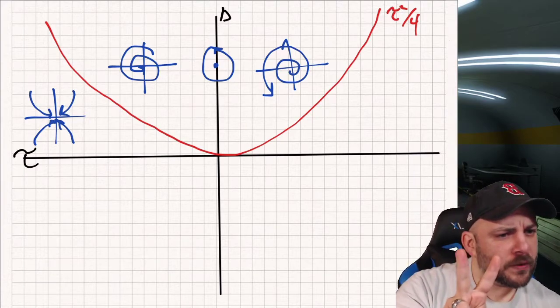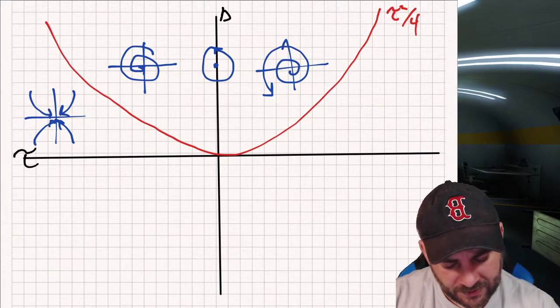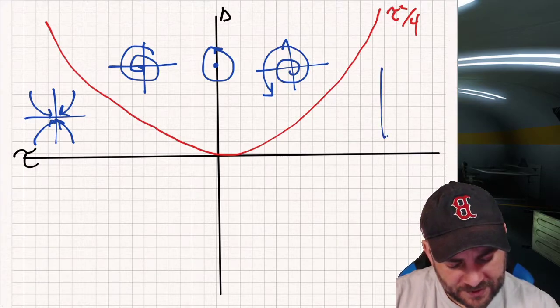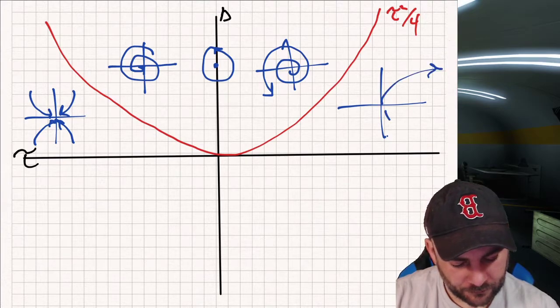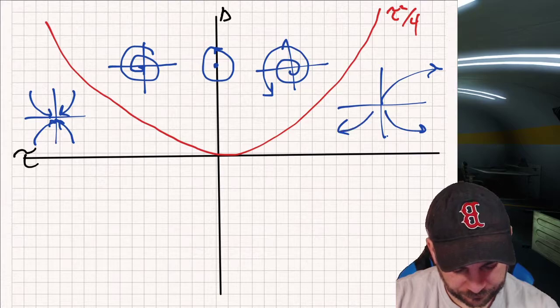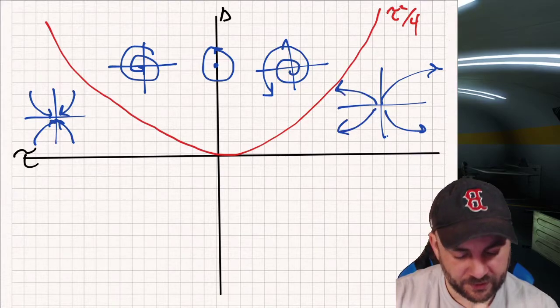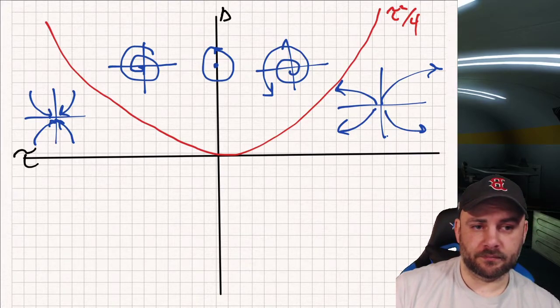That means I had 2 real roots, and they were both positive, which means in my little vignette here, on my equilibrium, all trajectories flow away in a nodal fashion, and I have an unstable node. Cool.